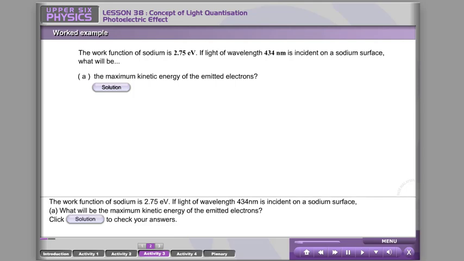The work function of sodium is 2.75 electron volts. If light of wavelength 434 nanometers is incident on a sodium surface, A. What will be the maximum kinetic energy of the emitted electrons? Click the Solution button to check your answers.